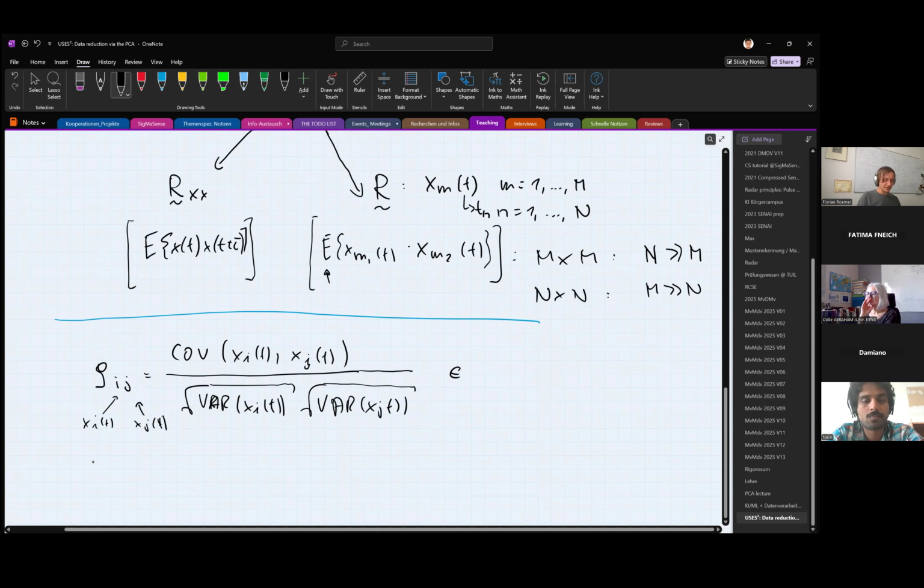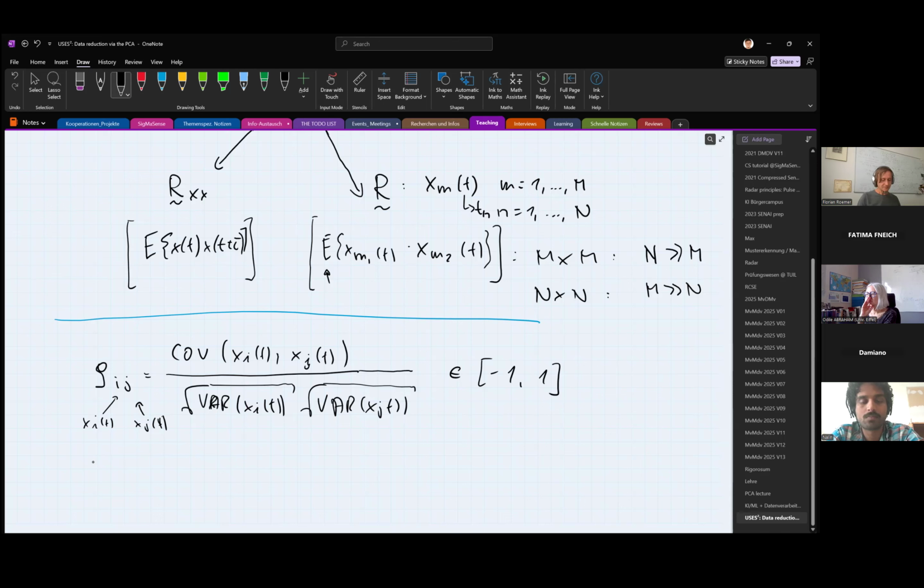This correlation is always between -1 and 1, meaning that if it's 0, the two are statistically uncorrelated. Whereas if it's 1, it means xi and xj are collinear. That means they are basically equal to each other almost all the time. And -1 would mean they're still collinear, but with a negative sign. So one is minus the other. So actually the magnitude of this correlation is what we're really interested in.